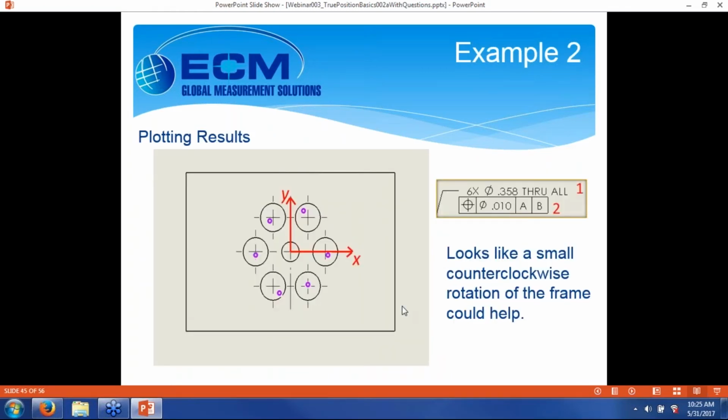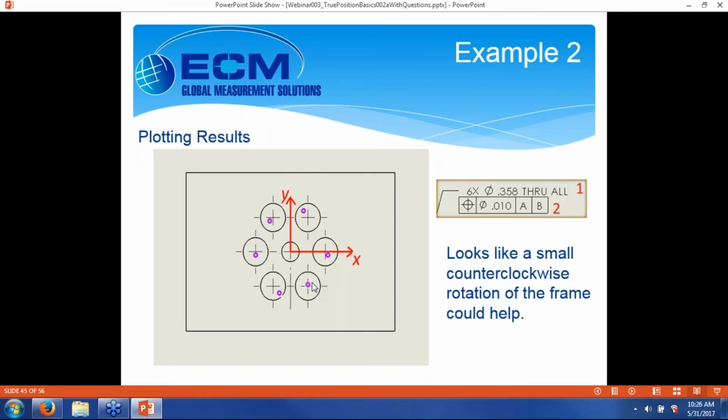I like to plot the deviations of my holes, right? So these little purple circles represent the measured position compared to the ideal position of the hole. And if we look, most of these holes are off in a counterclockwise direction from where they should be. The 2 that weren't, hole number 1 and hole number 6, were still really good. They're really close to their position.